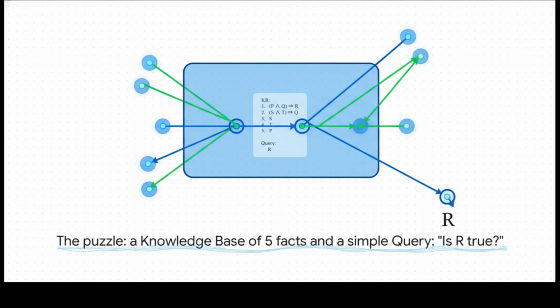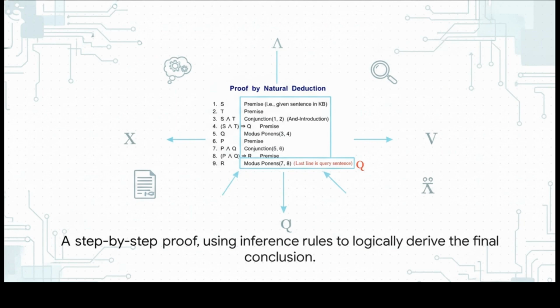All right, let's put our AI to the test, shall we? Here's a little challenge. On the screen is its knowledge base, just 5 simple facts that it knows for sure are true. And here's the question we're asking it. Based only on those 5 facts, can you prove that the statement R must also be true? And here's how it pulls it off.